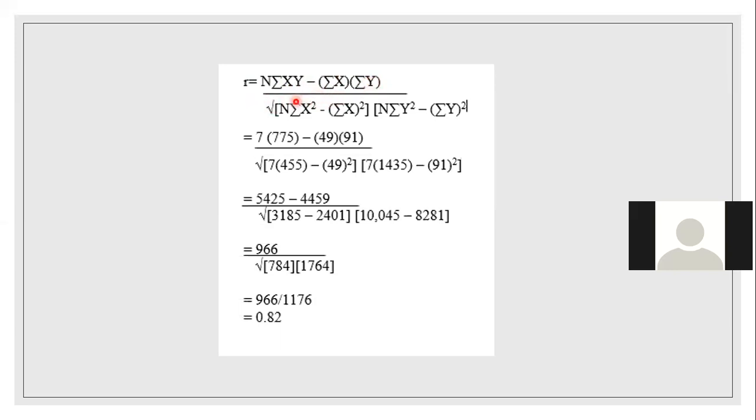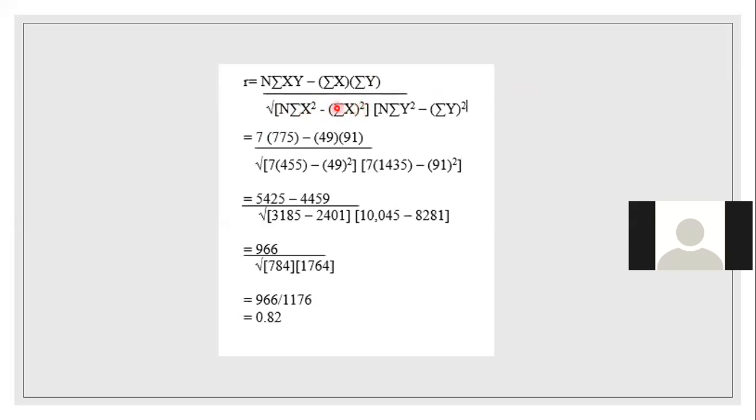And we're dividing that by, now everything at the bottom of this formula is under a square root sign. So it's the square root of n times the sum of x squared. And when you see x squared without a bracket, it means that you're squaring all the x's and taking the total. So it's n times the sum of x squared minus the sum of x in brackets, squared.